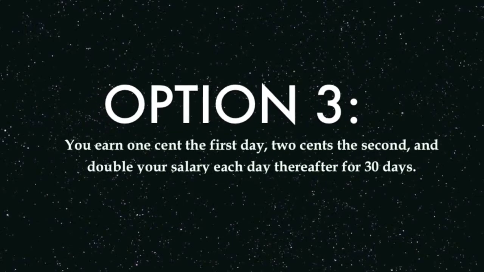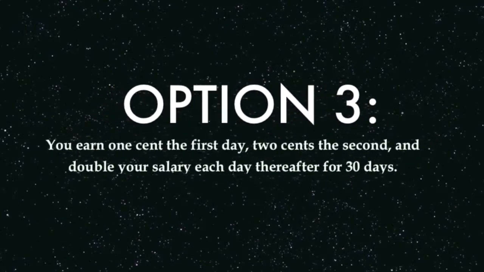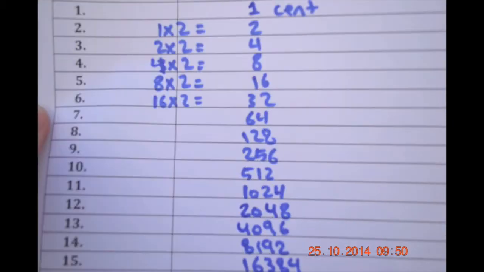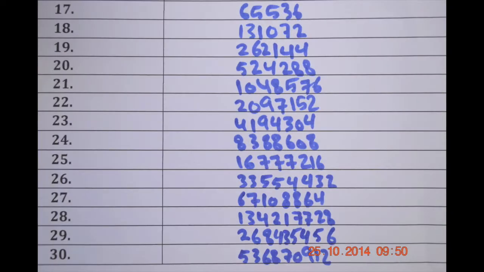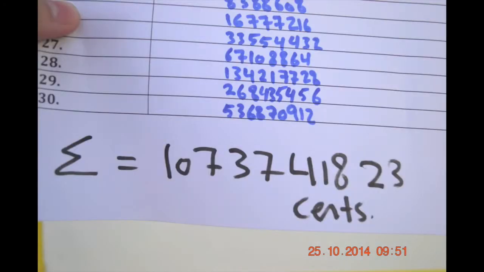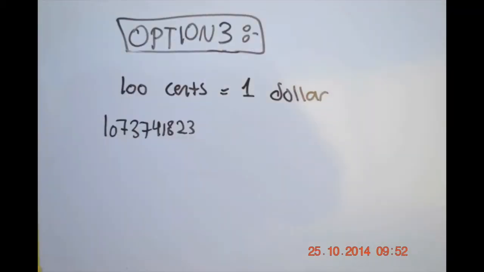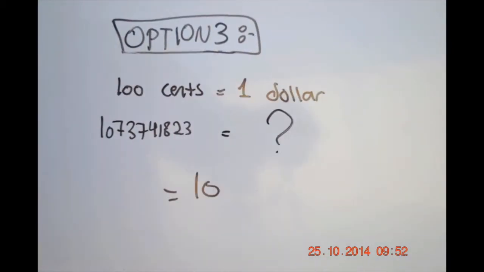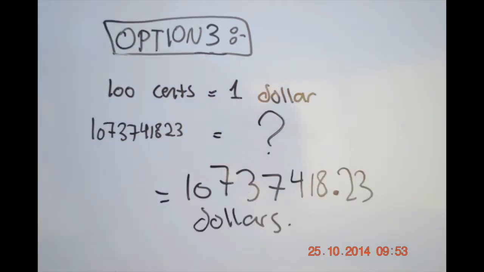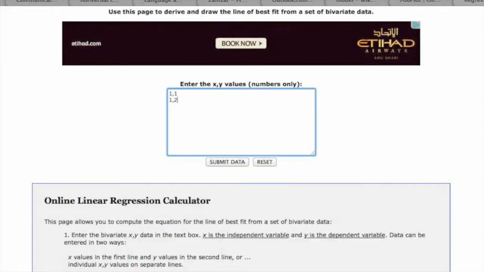And here comes option 3. You earn 1 cent on the first day, 2 cents the second, and double your salary for 30 days. Seriously, we're talking about cents, not dollars. We used some math and it was amazing. We converted the summation into dollars, and it was $10,737,418.23. Man, you're already a millionaire.